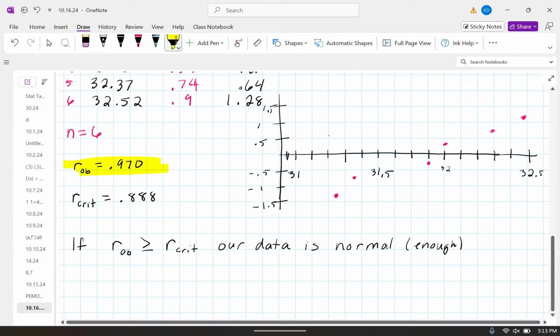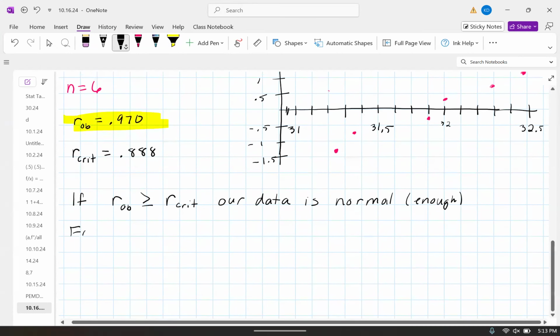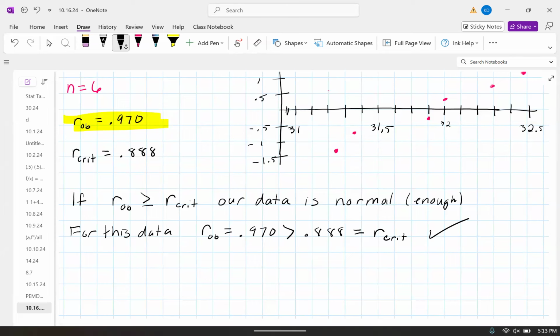In our case, this is the one we found, or we pretended we found, it is bigger than the critical value. So for us, R equals 0.970, which is greater than 0.888, which is our critical value. So our data is close enough to normal that we're going to pretend that it is. We're going to accept it.